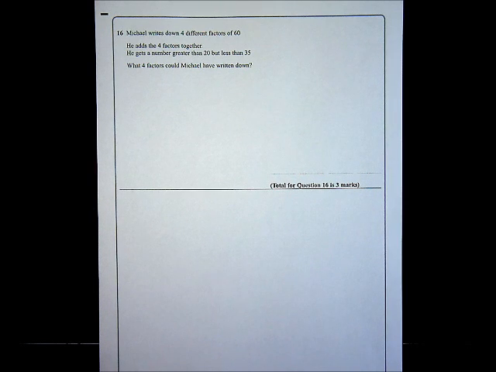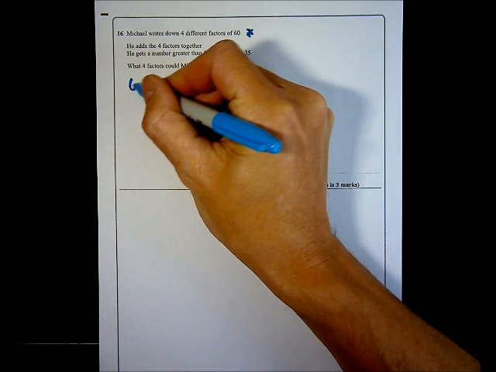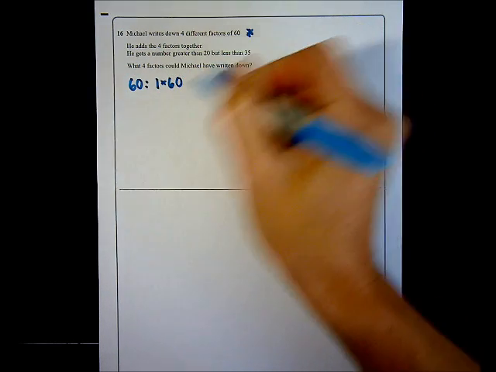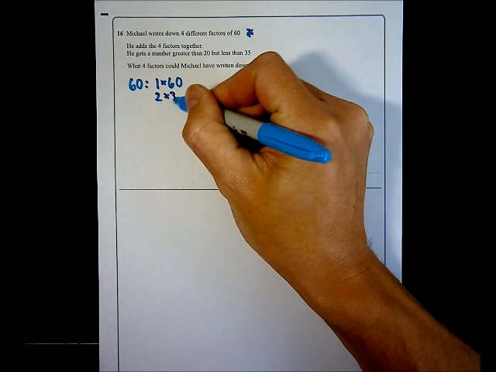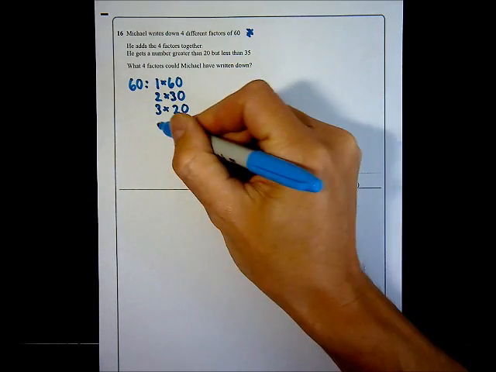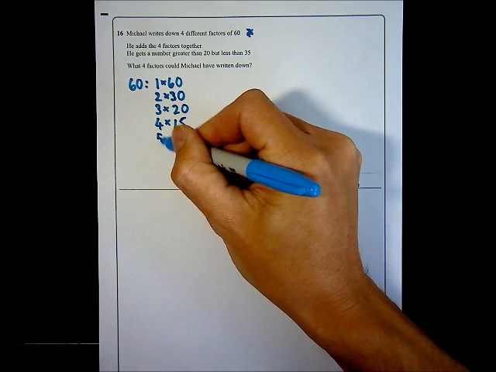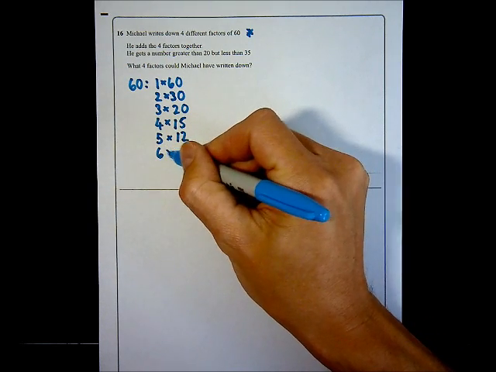On question 16, Michael writes down 4 different factors of 60. So the first thing I'm going to do is find all the factors of 60, and to do that I need to work out what numbers will multiply together to give me 60. So the first one is 1 times 60, then 2 times 30 works, 3 times 20, 4 times 15, 5 times 12, and 6 times 10.